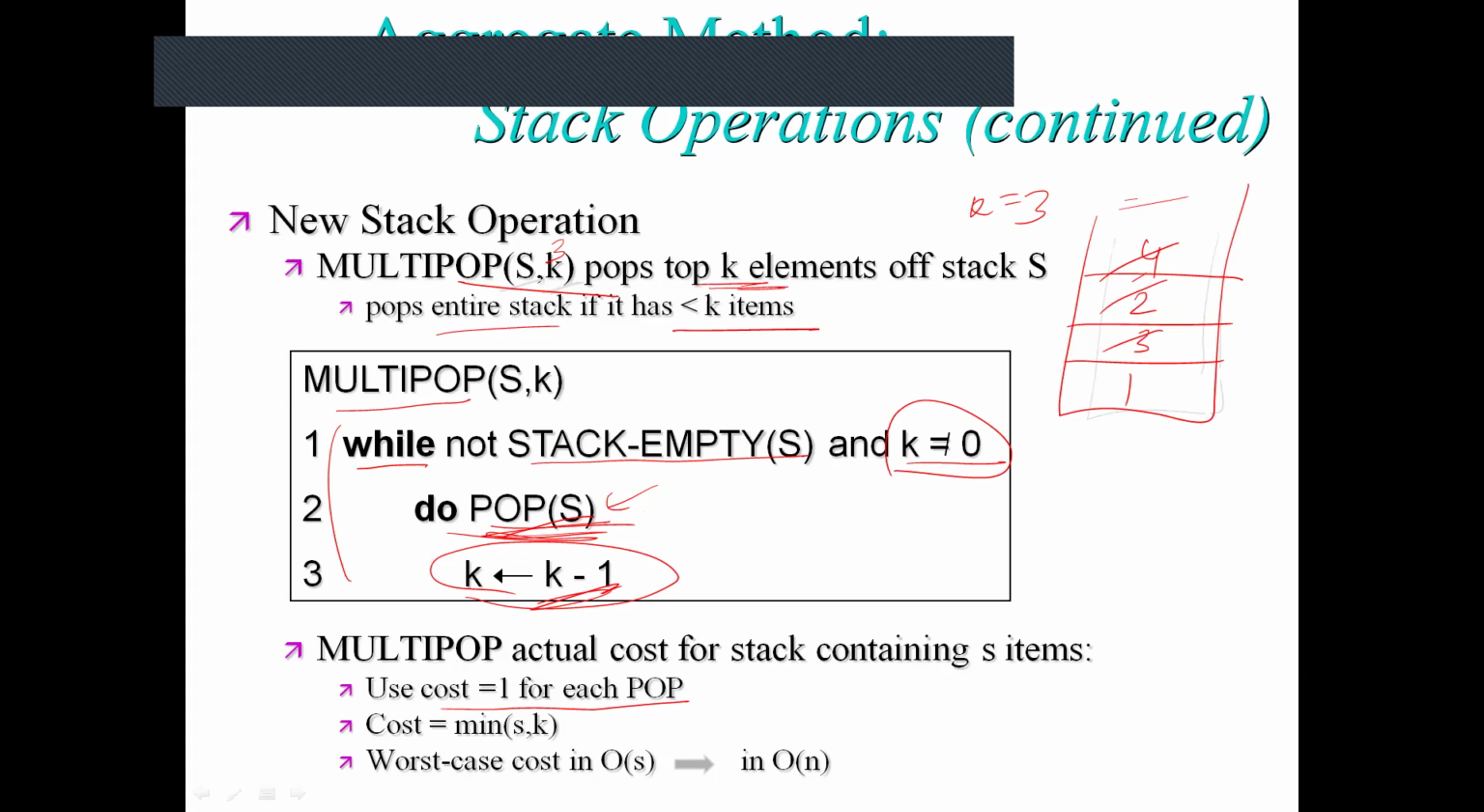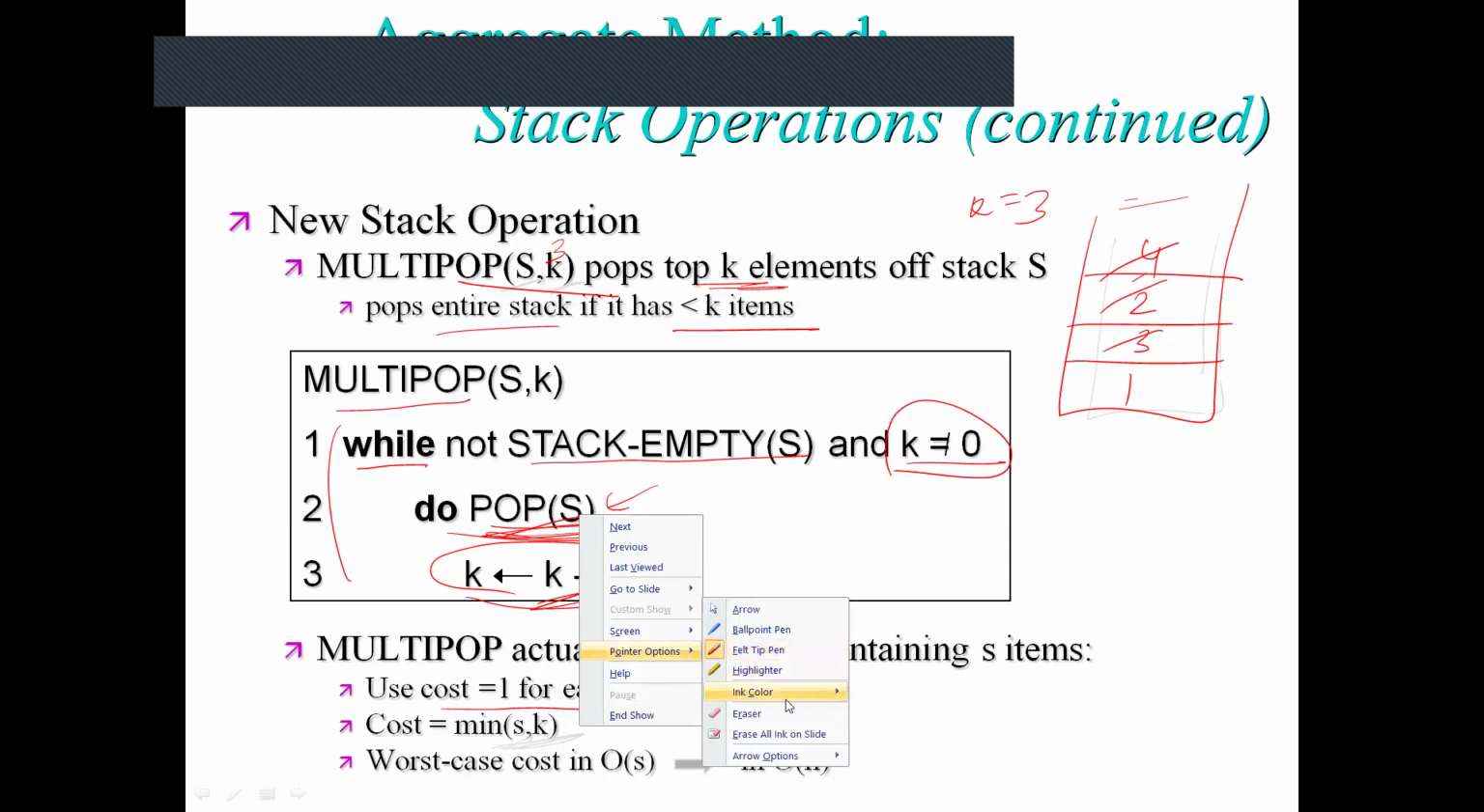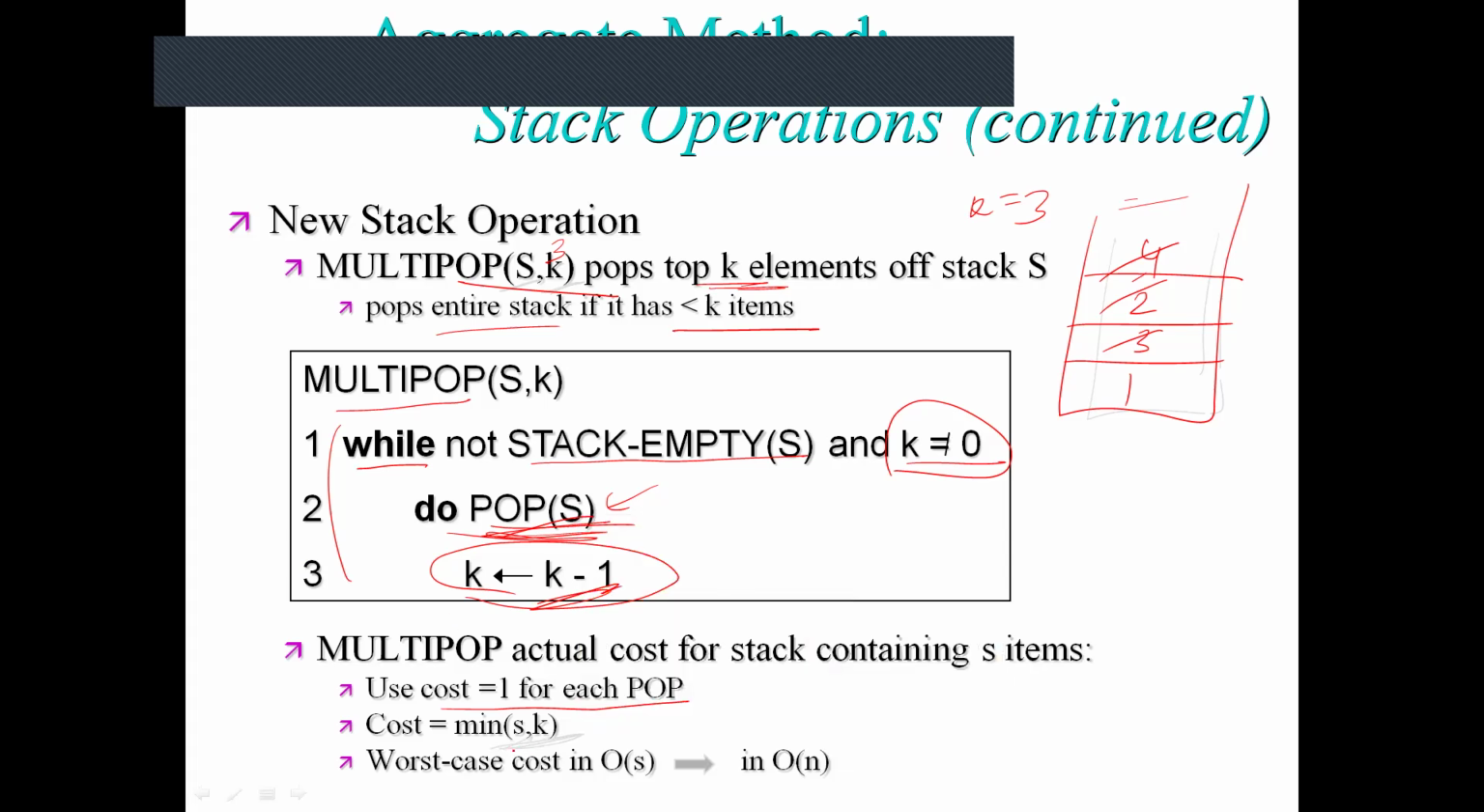Then the cost will be the minimum of S or k, because either I have to pop k elements or I have to pop the entire stack contents, that is S elements. We do not know which one beforehand. Only after knowing the current number of elements will we be able to pop. So the cost will be the minimum of S or k, whichever is smaller. If k is 3 and the stack contains only 2 elements, the value of S is 2. If S is 10 and I'm asking you to pop only 3 elements, where k is equal to 3, the minimum will be k, not S. So it depends on which is the minimum value.